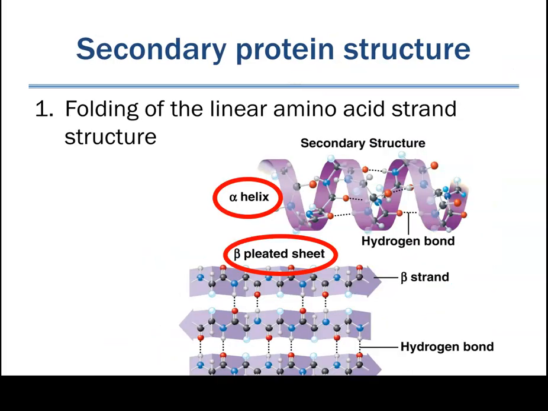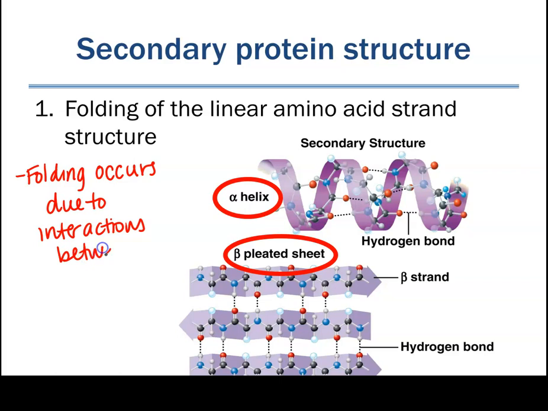Our secondary protein structure, the next level of protein structure, is based upon the R groups that are present in that amino acid sequence. Now, secondary protein structure arises from folding of that long chain of amino acids. Now, folding occurs due to interactions between R groups.